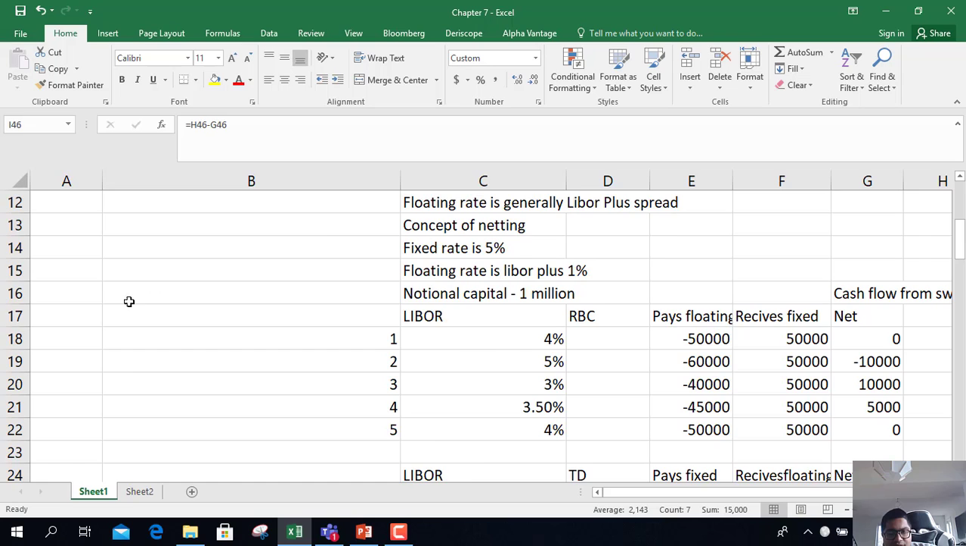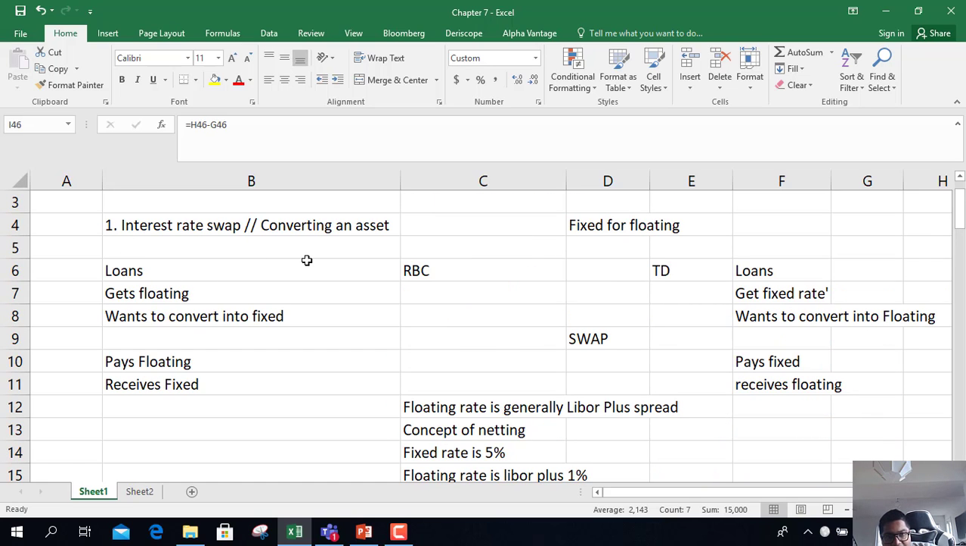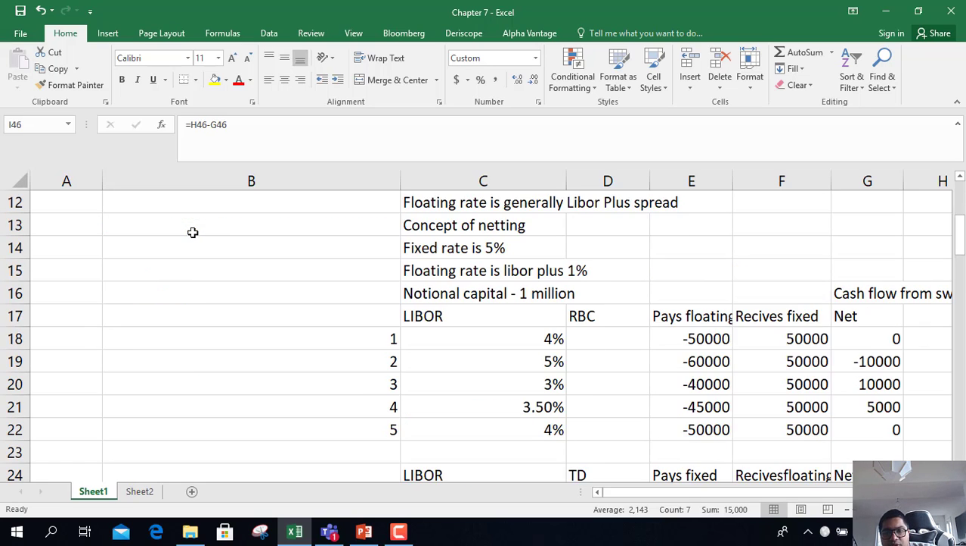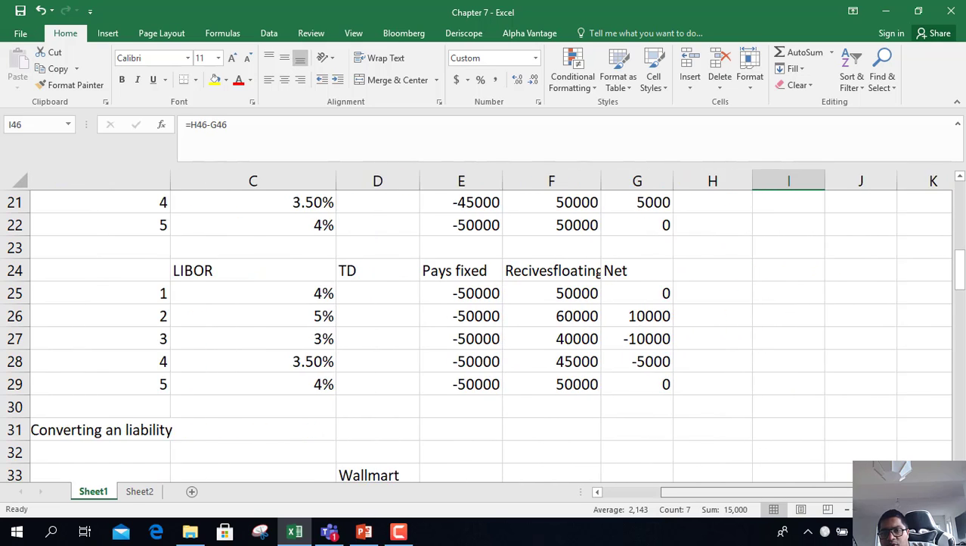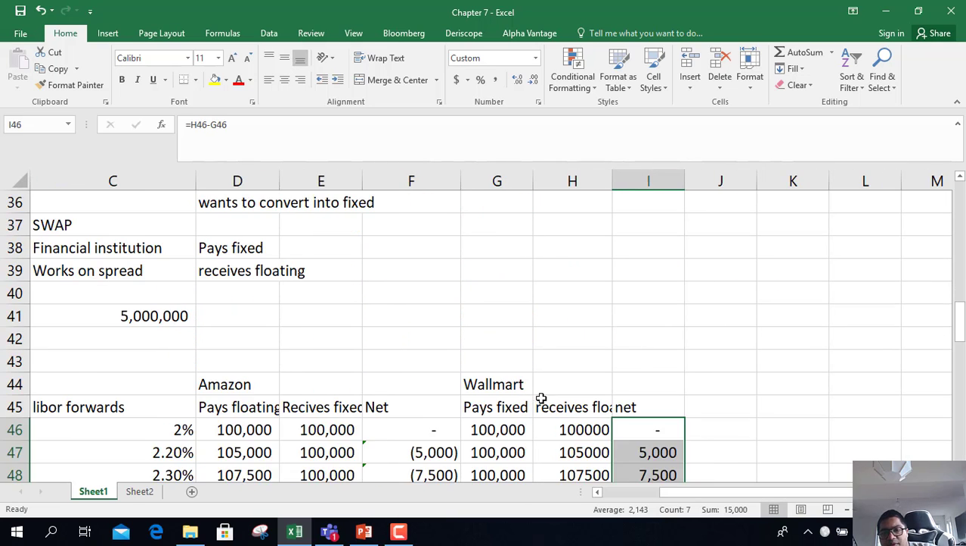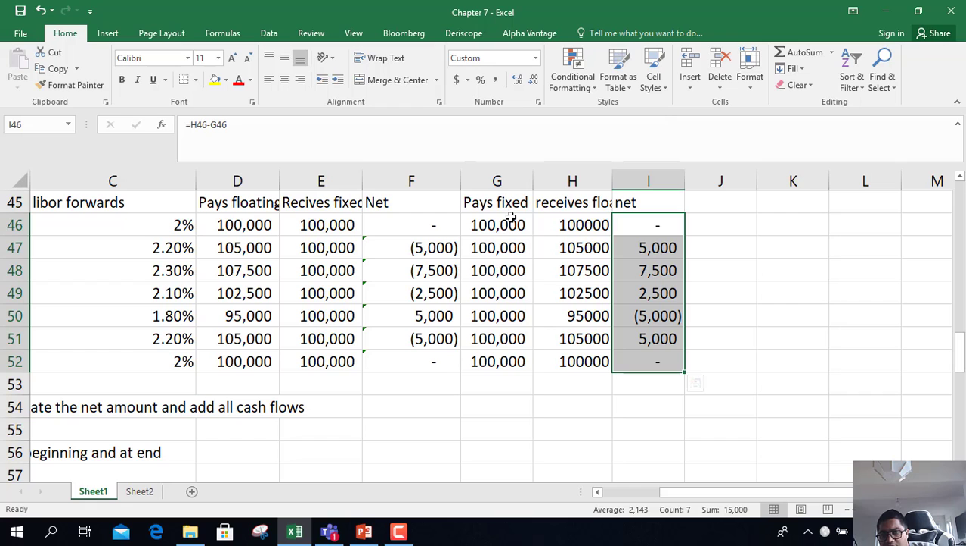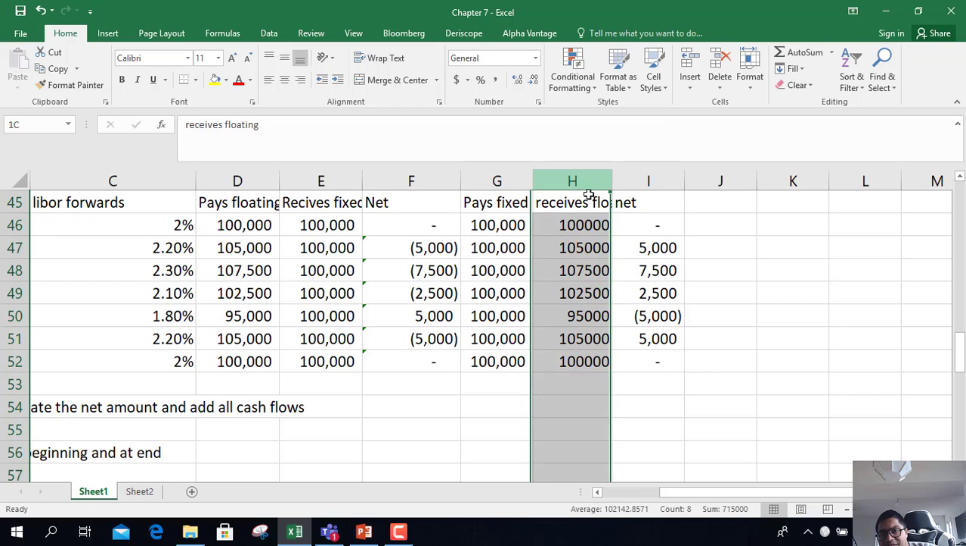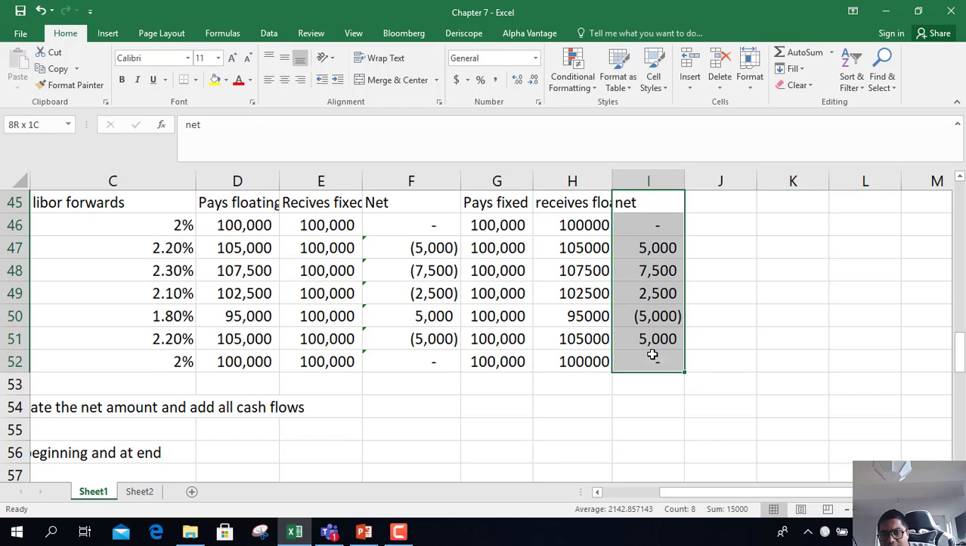You can exchange interest rates. You can convert assets by using swaps. Okay, swap will only pay what is the netted amount. It doesn't actually make these payments. It just pays the netted amount.